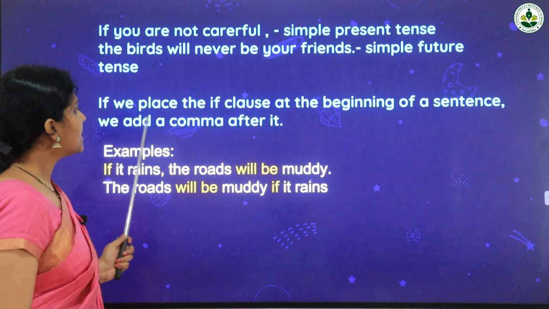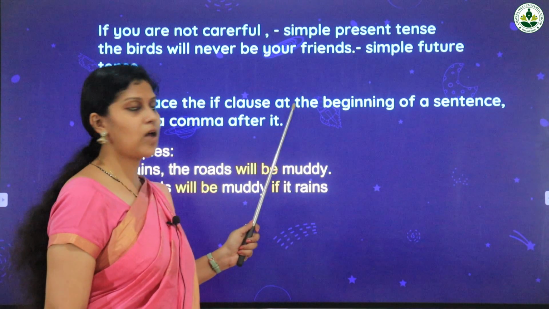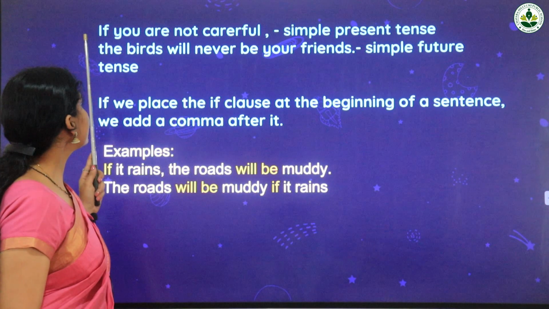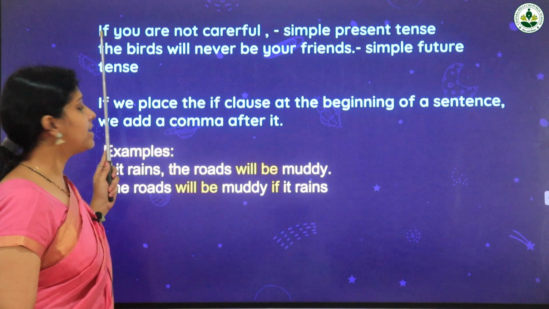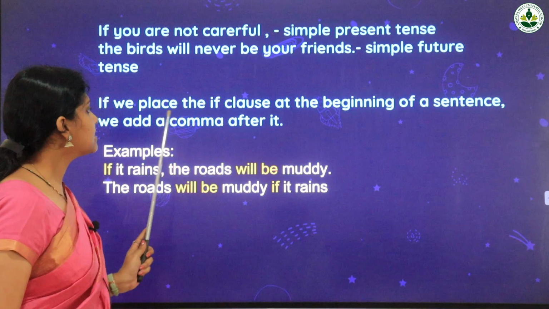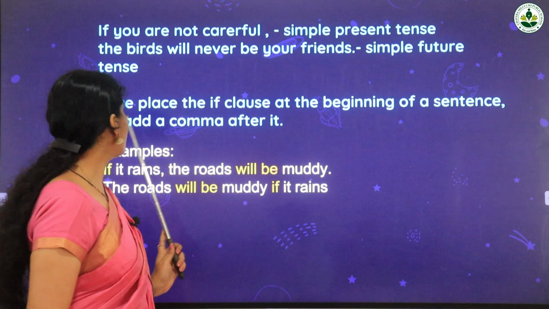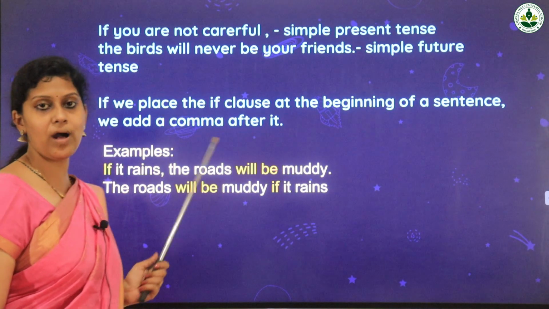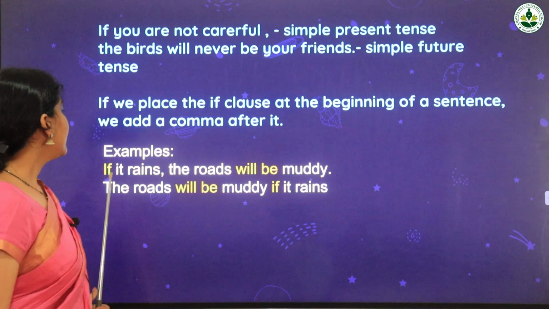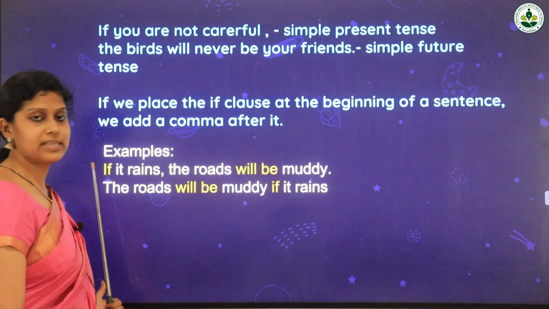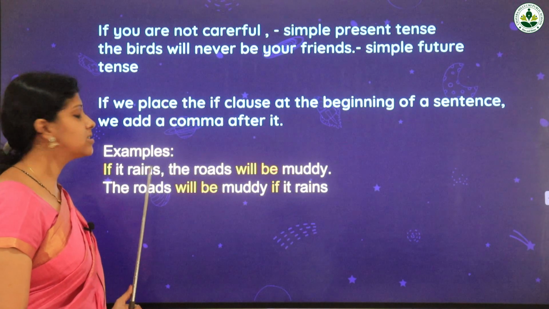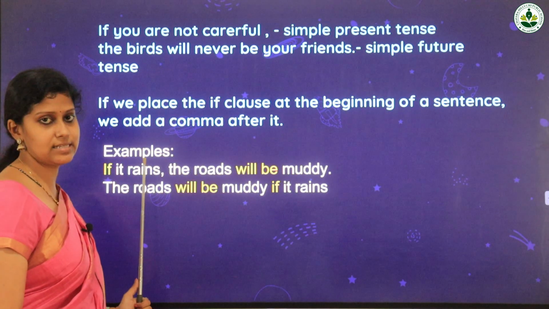Then if we place the if clause at the beginning of a sentence, here you can see this sentence, the first part begins with if and it is an if clause. If we place the if clause at the beginning of a sentence, we add a comma after it. For example, if it rains, here you can see this sentence begins with if and a comma is used here. This comma separates these two clauses.